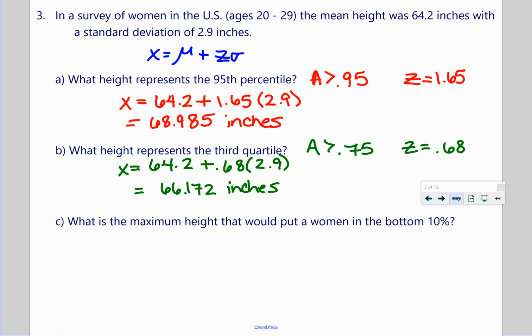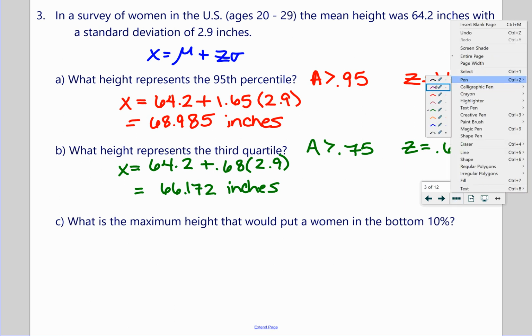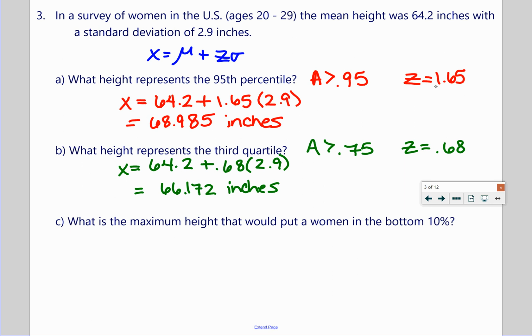Okay. Last one, what is the maximum height that would put us in the bottom 10%? So this time we're looking for anything below 10% because we want to be in the bottom 10%. So you're going to look in your negative side of your z-chart for that one. So that's going to be to the left of the mean. And you're looking for the closest value, but less than 10%, less than 0.10. So the closest I can get to that, but not go above it, is 0.0985, which is the z-score negative 1.29.